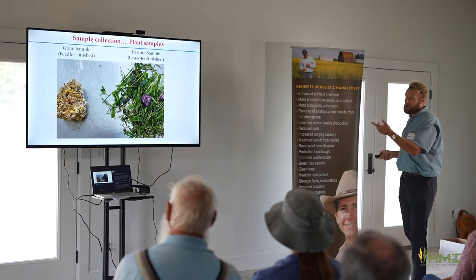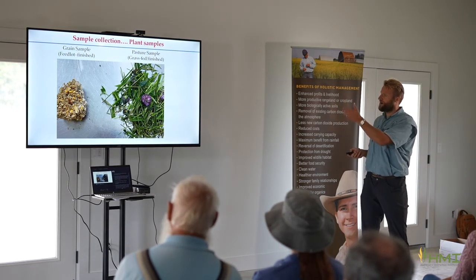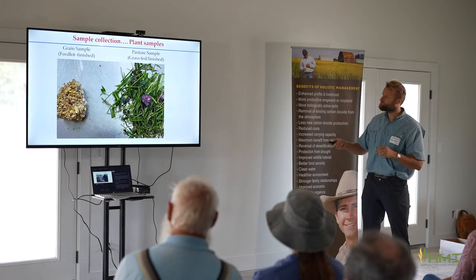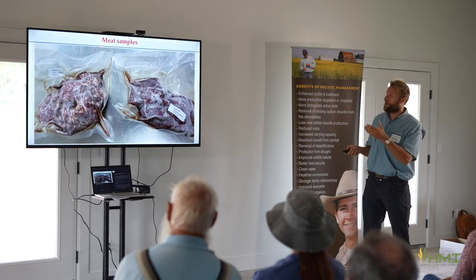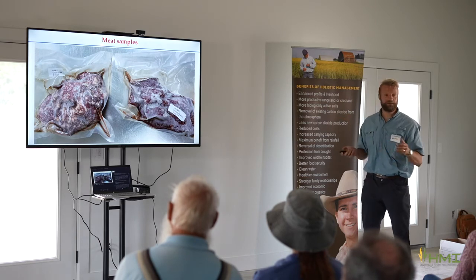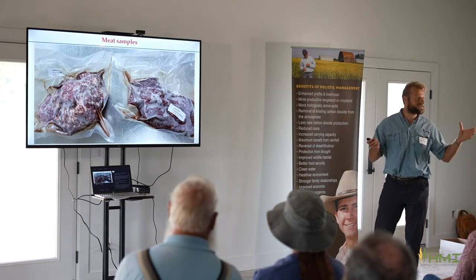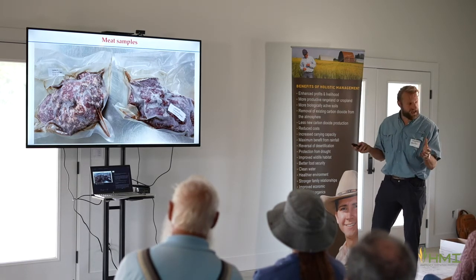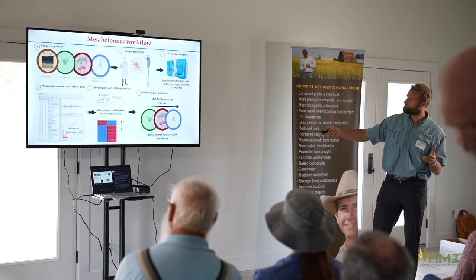Then we also collect plant samples. We have total mixed ration samples, a pasture sample. As you can see already the stark difference in what it looks like. Then meat samples. On the left you can see grain-fed beef. On the right is grass-fed beef. And this is actually from the farmer that Fred talked about, Van Vliet, who raises beef on mountain pastures in Idaho, which provide access to a variety of plants.